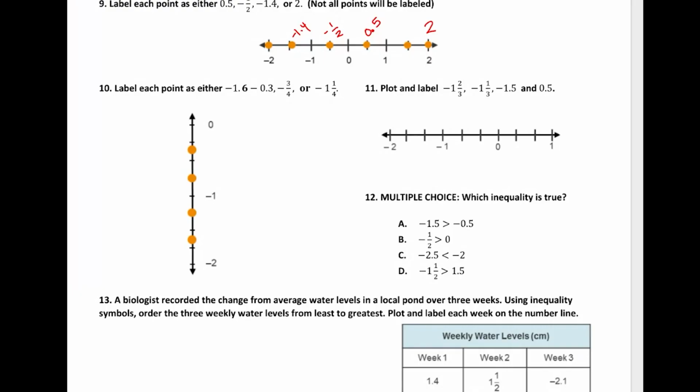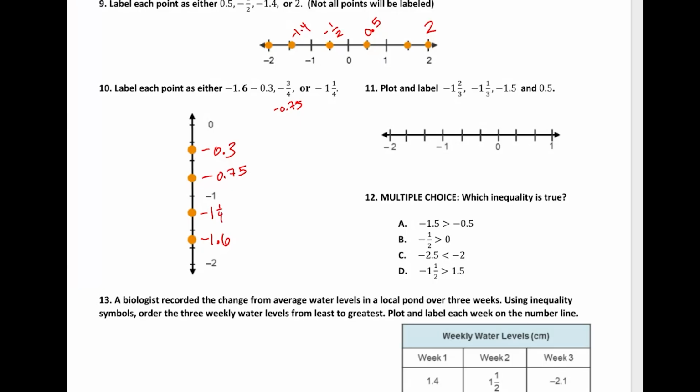So -1.6 will be a little bit further down the line than -1.5. So I'm going to put that right here. -0.3 is going to be before -0.5, so -0.3 is going to be about here. -3/4 is like -0.75, so it's 3/4 of the way to -1. That's going to be here. And finally, -1 1/4 would be -1.25, and that's going to be right here.